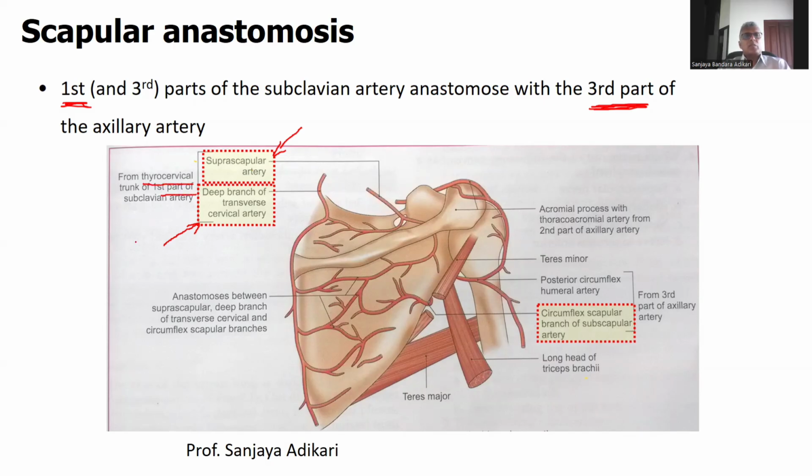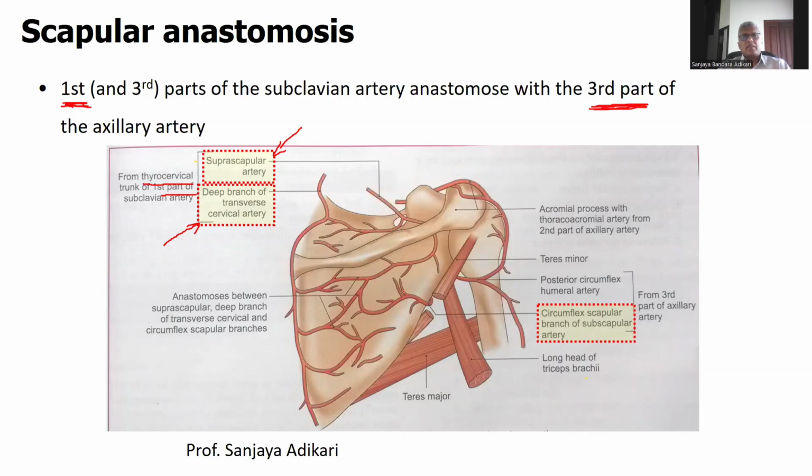Okay. So that's why the first part comes here. So you have the suprascapular artery and transverse cervical artery from the first part of the subclavian artery coming out as branches of the thyrocervical trunk. Then from the transverse cervical artery, there is a deep branch. That branch is related to the vertebral border of the scapula. And the suprascapular artery enters the supraspinatus fossa, passing through the suprascapular notch.